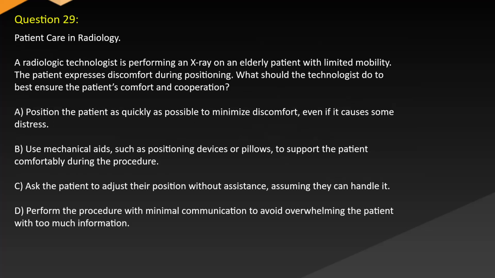Question 29. Patient care in radiology. A radiologic technologist is performing an X-ray on an elderly patient with limited mobility. The patient expresses discomfort during positioning. What should the technologist do to best ensure the patient's comfort and cooperation? A. Position the patient as quickly as possible to minimize discomfort, even if it causes some distress. B. Use mechanical aids, such as positioning devices or pillows, to support the patient comfortably during the procedure. C. Ask the patient to adjust their position without assistance, assuming they can handle it. D. Perform the procedure with minimal communication to avoid overwhelming the patient with too much information.